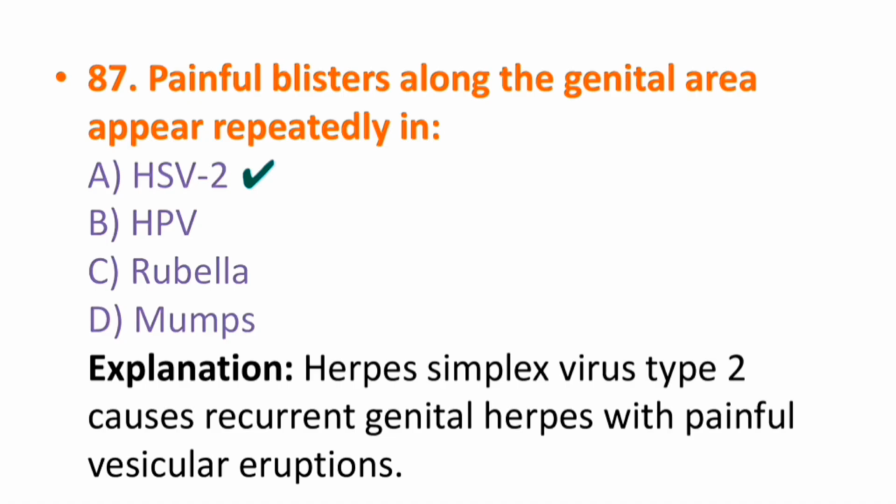Painful blisters in the genital area appear repeatedly. Option A, HSV-2; option B, HPV; option C, rubella; option D, mumps. The correct answer is option A. Herpes simplex virus type 2 causes recurrent genital herpes with painful vesicular eruptions.